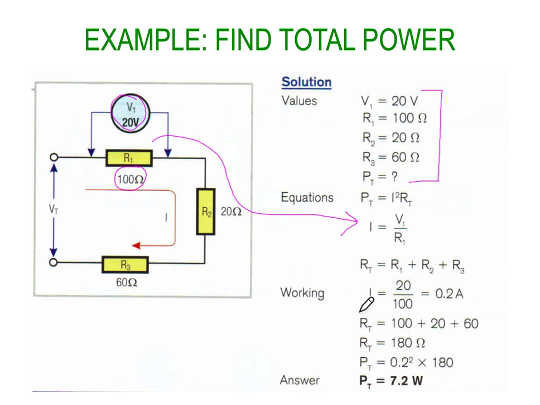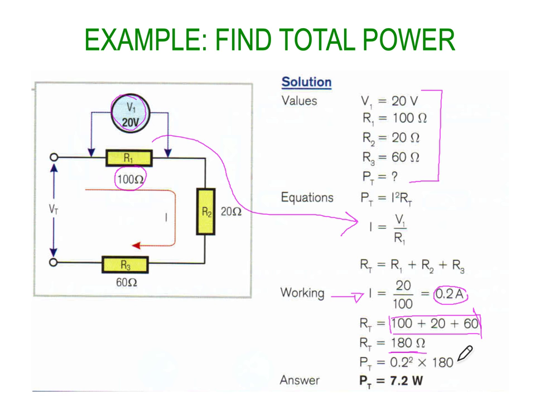So down here, here's the working. 20 divided by 100 equals 0.2 of an amp or 200 milliamps. Working out our R total is pretty easy. It's just a matter of adding up the three resistance values. There they are, the three resistance values added up, giving us an R total of 180.